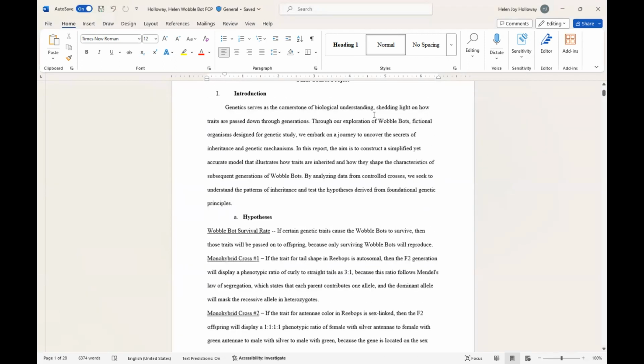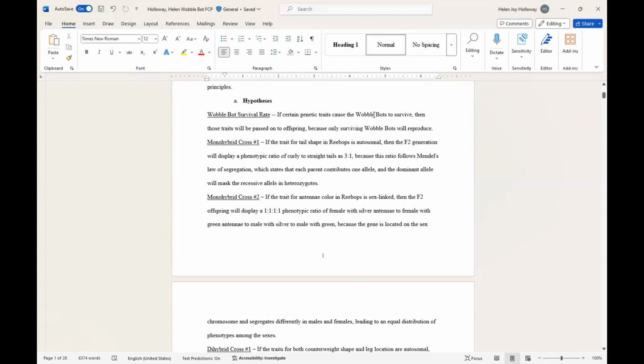Then also under the introduction section, you should state your hypotheses. I think Rose said we only needed to have 4 hypotheses. So what I did was I kept my wobble bot survival rate hypothesis, basically just saying if it survives, it's gonna reproduce and pass on its traits.